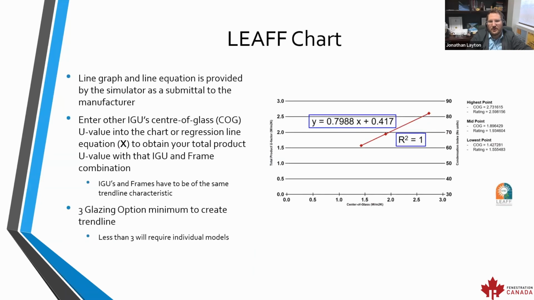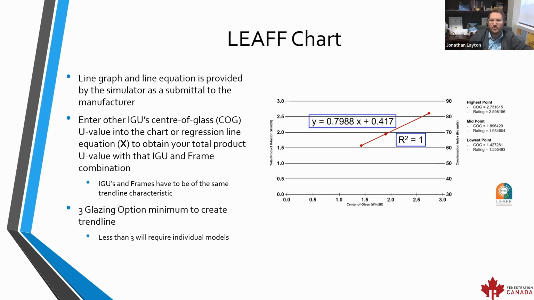So we're establishing our regression line equation. We have y equals mx plus b. We know the m and the b. So the x is that center of glass U value, and you can just multiply that in.